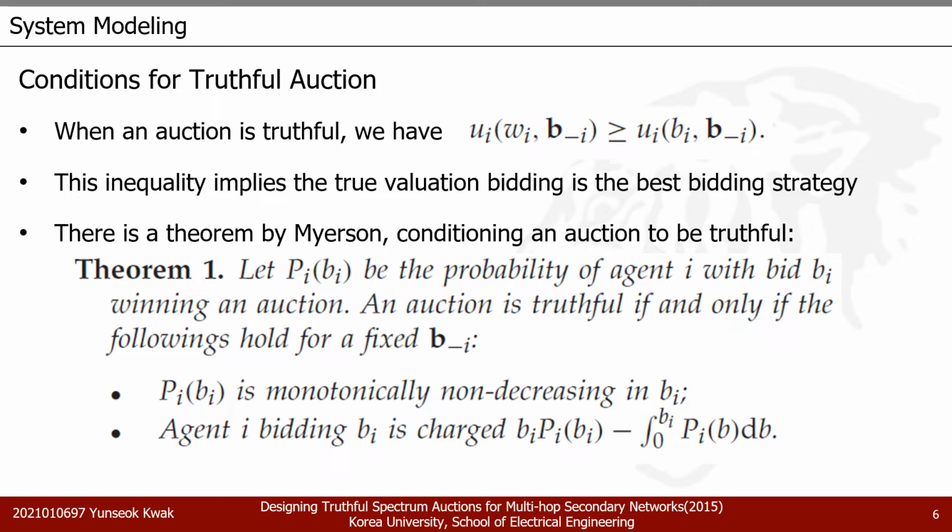Conditions for truthful auction. When an auction is truthful, we have U_i: its valuation bidding is the best strategy. There is a theorem by Myerson conditioning an auction to be truthful. The probability of winning is monotonically non-decreasing in its bidding, and for agent i bidding B_i, the payment is like this.